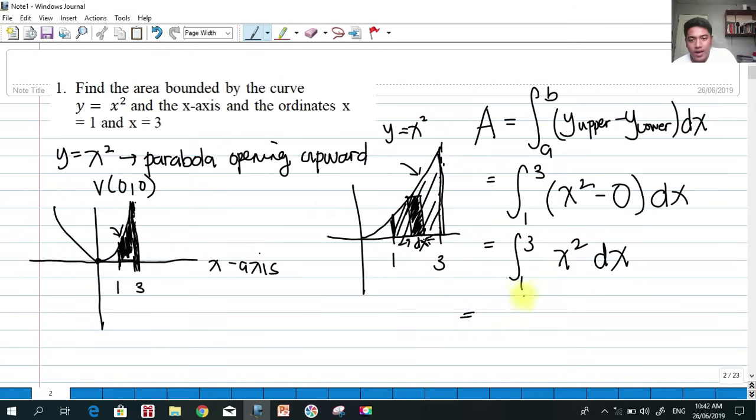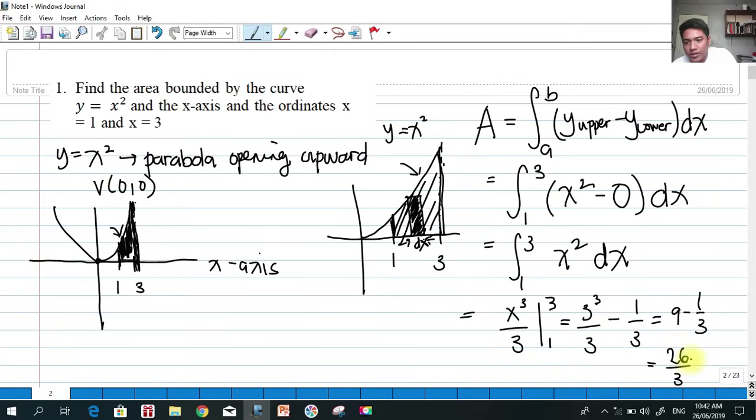So we know that the integral of this should be x cubed over 3 evaluated from 1 to 3. So that should be 3 cubed over 3 minus 1/3. So 3 cubed over 3, that is 27 over 3, that is 9, minus 1/3. Okay, this should be 27 minus 1, 26 over 3 square units. This is now the area, our answer for the area.